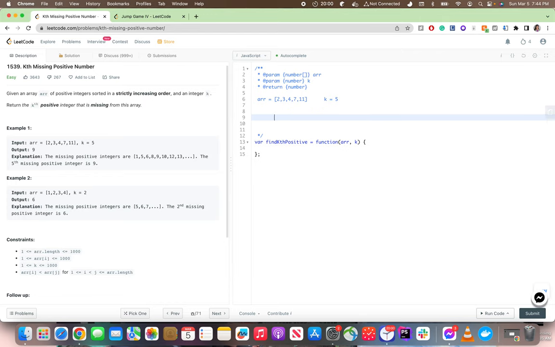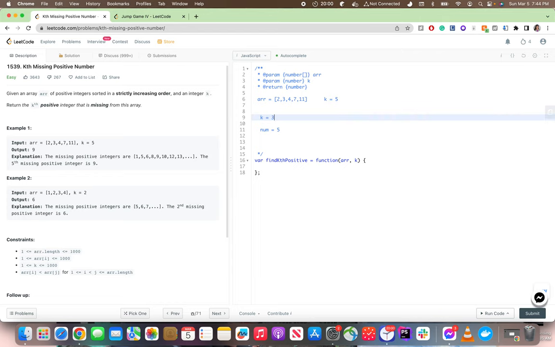So let's see. In this question, for the kth positive number, what is the first missing number? What is the first number that is missing here? That is 1, right? 1 is not here. What is the second number that is missing here? 2 is here, 3 is here, 4 is here, 5 is not here, right? So the second missing number is 5.